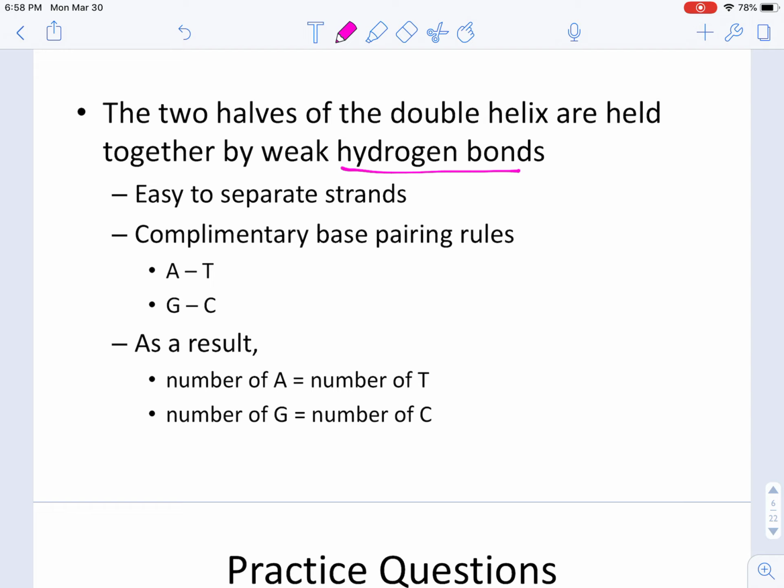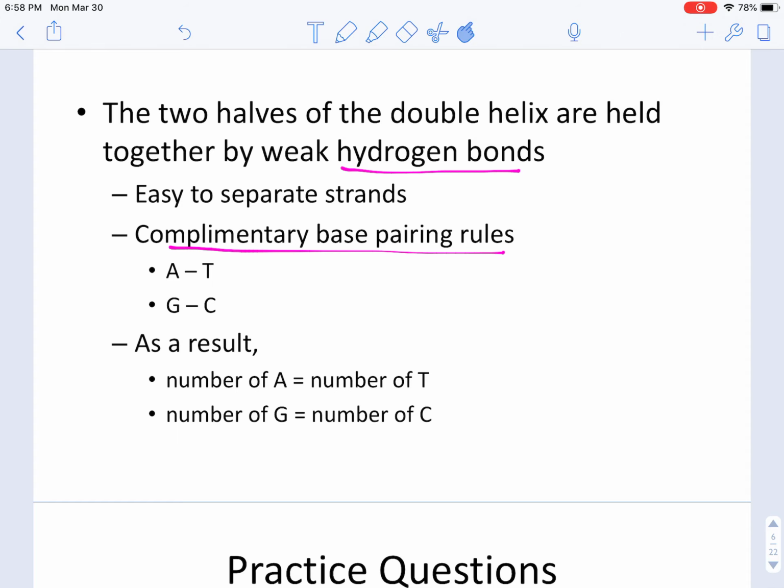So how do we know how the two sides are connected? Well, they're connected based on what's called complementary base pairing rules. It says that the way they're structured with all their available electrons, A and T tend to bond together because they have complementary pairs of electrons, and G and C bond together. So for every A, there would be a T, and for every G, there would be a C.